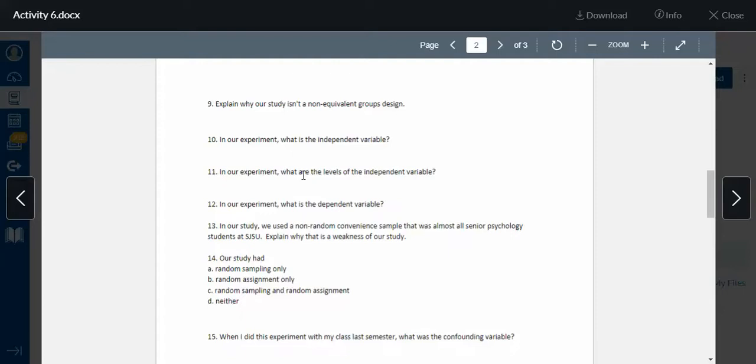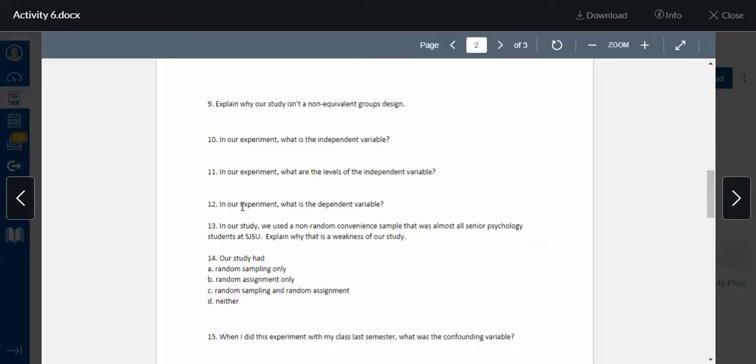So in our experiment, what are the levels of the independent variable? Well, this is also in type lecture 7. The levels of the independent variable are the conditions that the people go through. They're the actual conditions that are being run. So our two conditions are ascending and random. So those are the levels of the independent variable. So just provide the names of our conditions for this question 11. So yeah, ascending and random are the levels, and whatever they are the levels of is the independent variable for question 10.